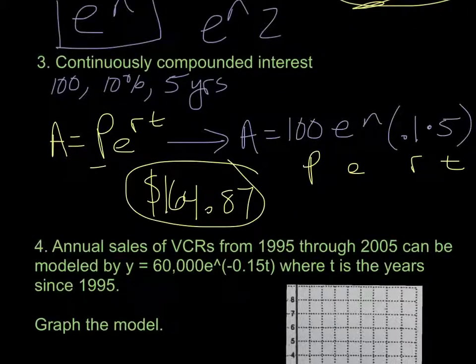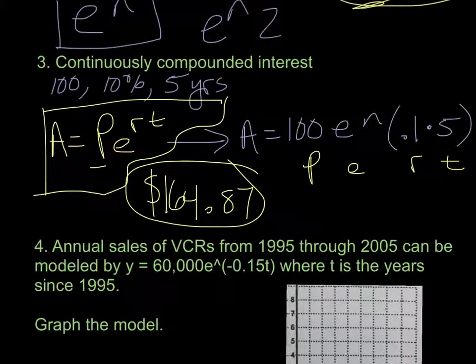$164.87, which is basically a penny better than I had with daily compounding. I was at 86, now I'm at 87. But this is the best possible interest we can get. Okay, so continuously compounding interest uses this magic number e.